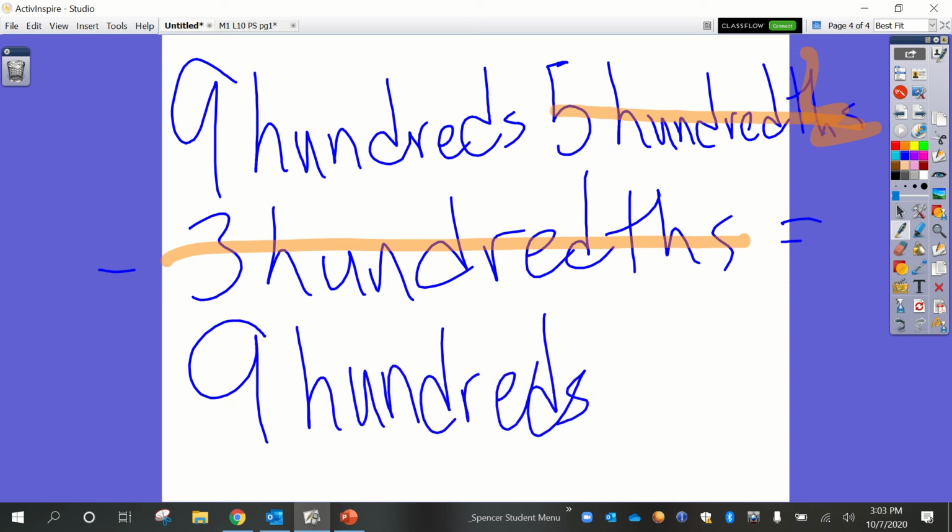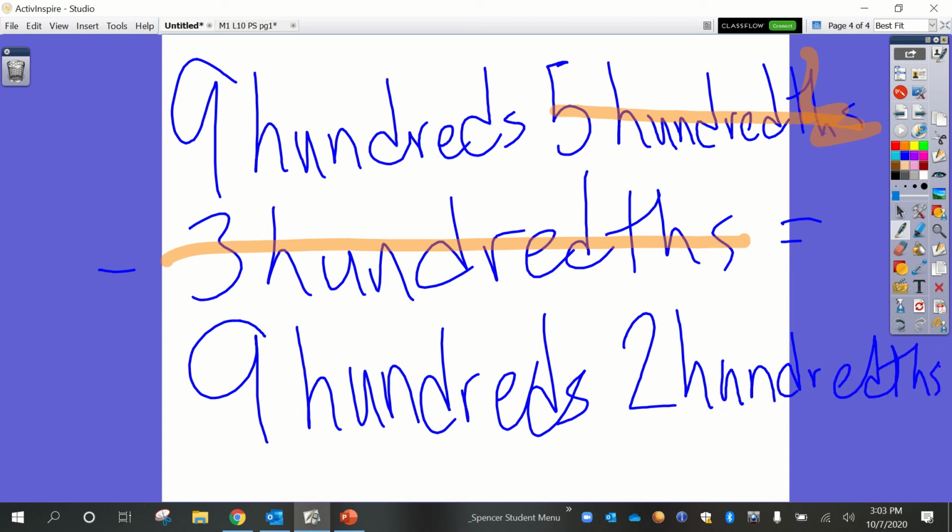And if I take 5 hundredths and take 3 away from the 5, I should be left with 2, and the unit stays there. So our answer is 9 hundredths and 2 hundredths. So 9 hundredths, which means there's 0 tens, 0 ones, and 2 hundredths. So 0 tenths, 2 in the hundredths place. Great. Well, let's see if we can convert from unit form to standard form.